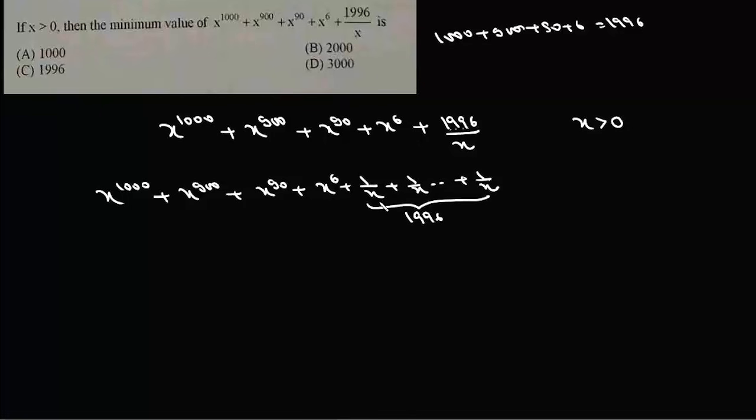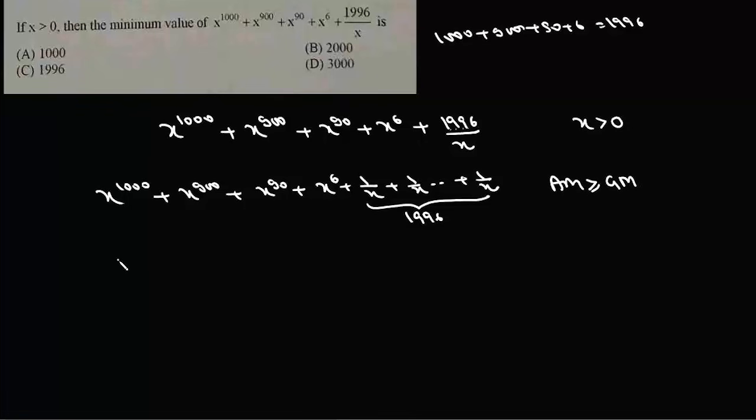Now when we multiply all these terms, the powers of x will cancel, and we'll get 1. So their product is constant. If we need the minimum value of a sum and the product is constant, then we have to use AM-GM. So we'll use the AM is greater than or equal to GM inequality.